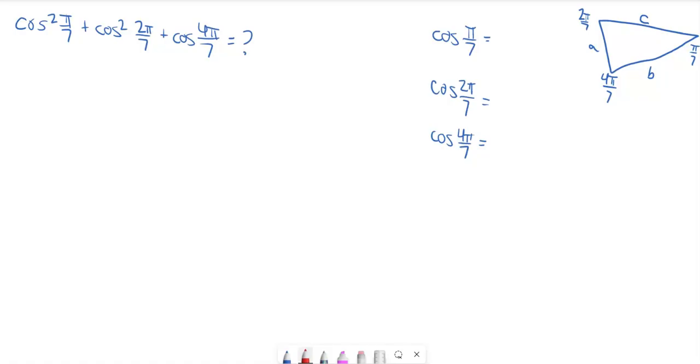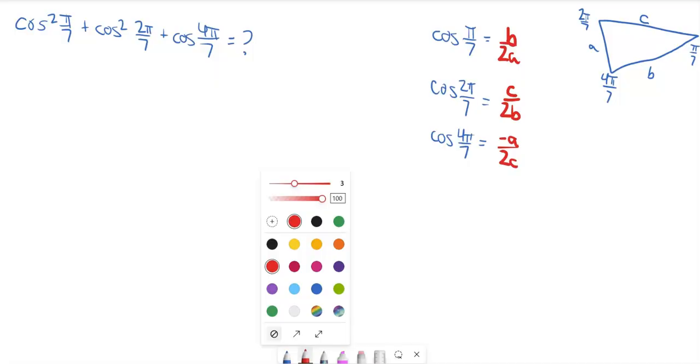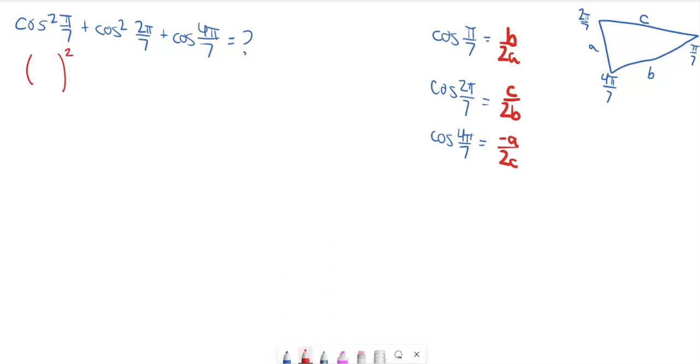Let's start off by writing down the ratios that we remember from prior in this series. The cosine of pi over 7 was b over 2a. The cosine of 2 pi over 7 was c over 2b. And the cosine of 4 pi over 7 was negative a over 2c. I'm going to change this down a bit so we can make it a little neater. So here's what will happen. We have the cosine of pi over 7 squared, and we'll plug that in.